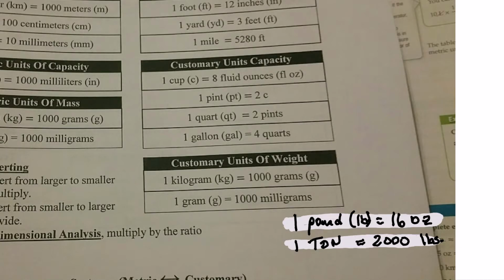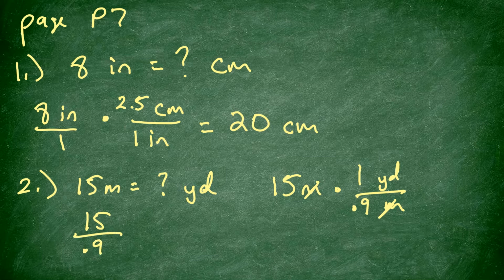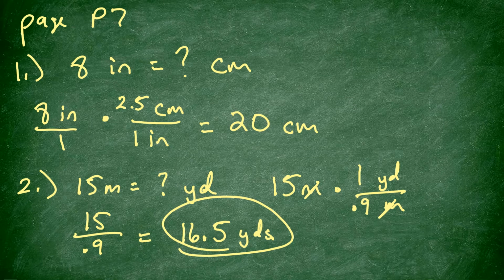So 1 yard is 0.9 meters. So remember, I want meters on the bottom, and I want yards on top. So I have 1 yard is 0.9 meters. So I have to do 15 divided by 0.9. Because look, the meters cancel. I'm left with 15 over 0.9, which is just 15 divided by 0.9. So I end up with 16.5 yards. Alright, that's it for number 2.